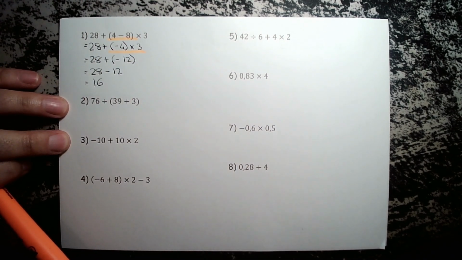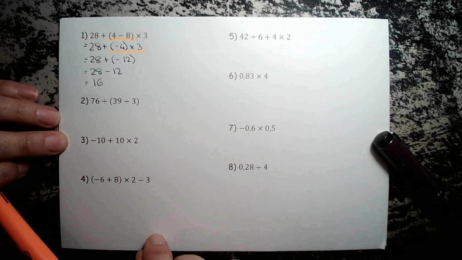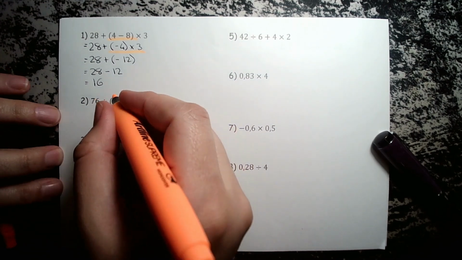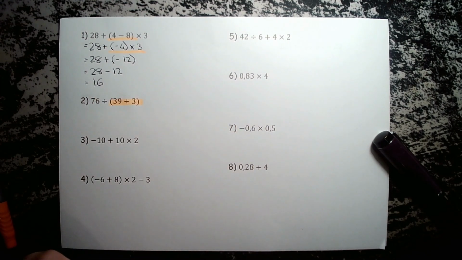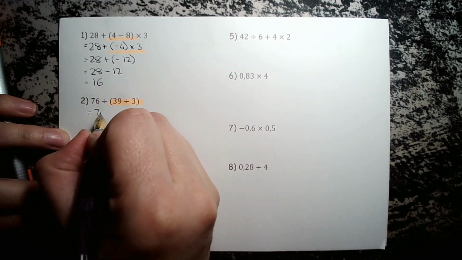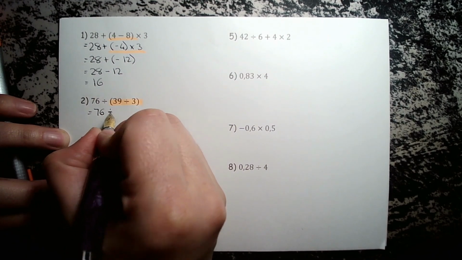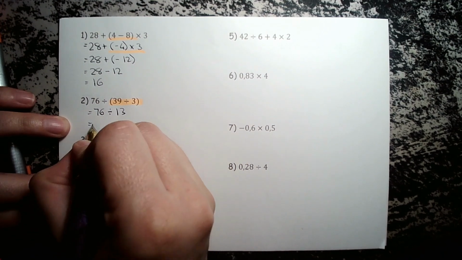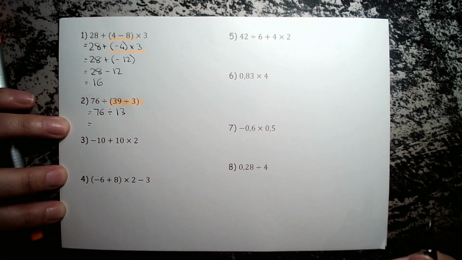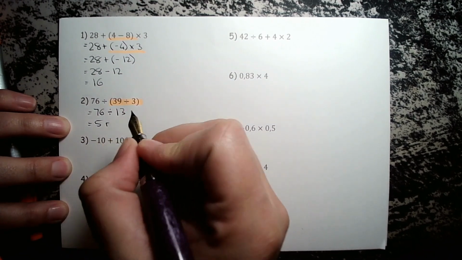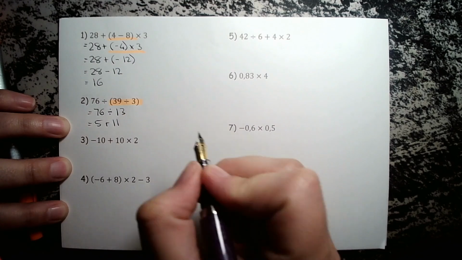Our next calculation, 76 divided by, open a bracket, 39 divided by 3, close bracket. So the first thing that we will do is the bracket. So we will have 76 divided by 13. So 76 divided by 13 gives us 5 with a remainder of 11.